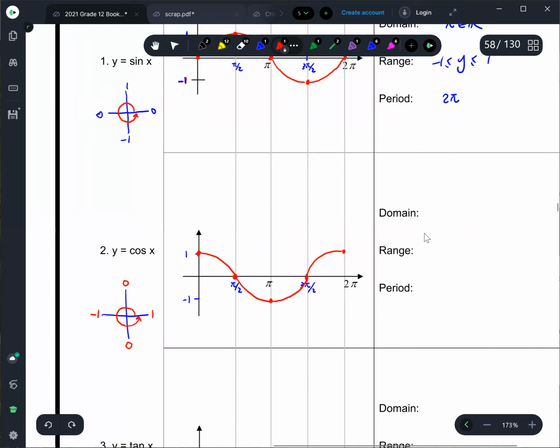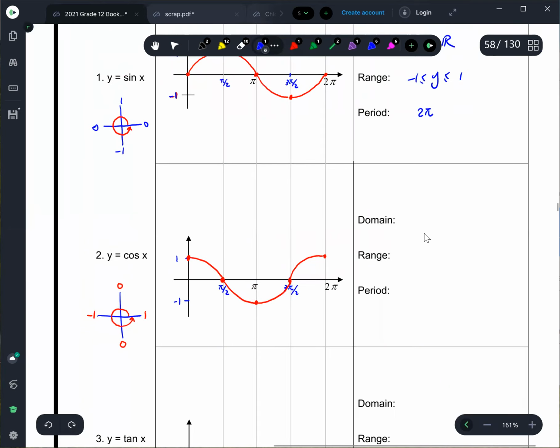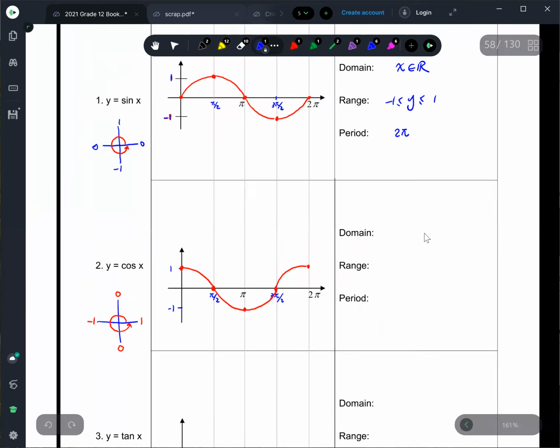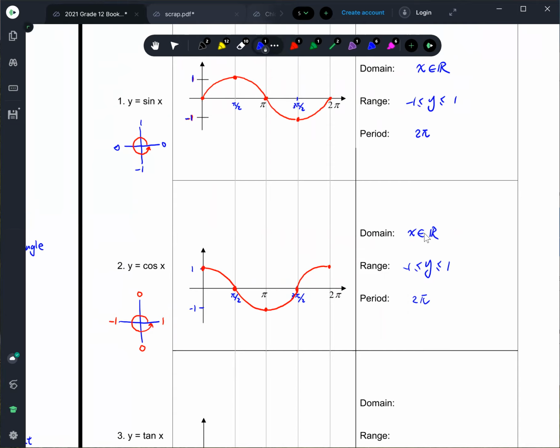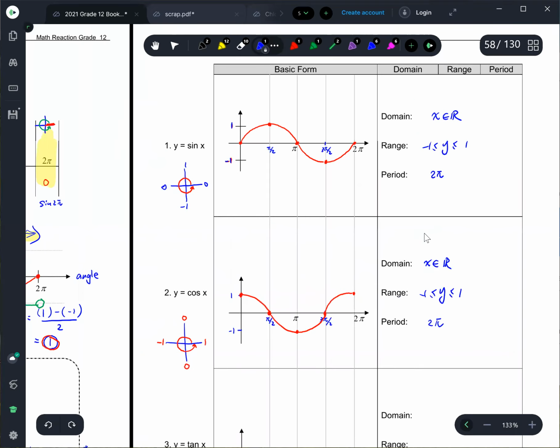Okay, the domain is still the same. Everything else, sine, cosine, they pretty much share a lot of things in common. So real numbers, you can see the wave is still between 1 and -1. Period is still 2 pi. After 2 pi, it will go back to 0, and then go to -1, 0, 1. So make a full circle. So keep these two graphs in mind.